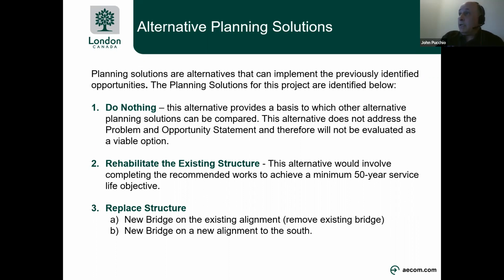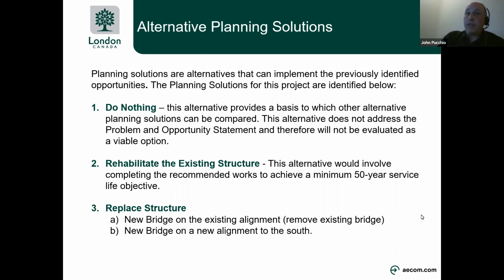Second alternate planning solution we're looking at is rehabilitation of the existing structure. This alternative would include completing rehabilitation works to achieve a minimum 50-year service life objective. Third alternative we're looking at, there's both A and B. Essentially, it's to replace the structure. The first, 3A, is essentially replace the structure in the existing alignment. In other words, put it where the existing bridge is right now. Part B could be a new bridge in an alignment, for example, south of the existing bridge.